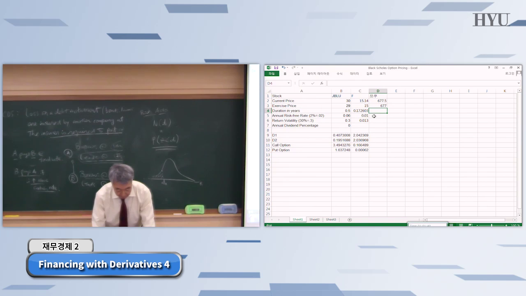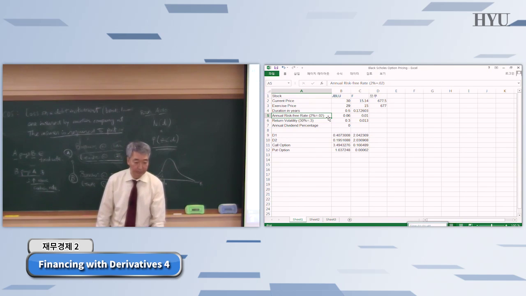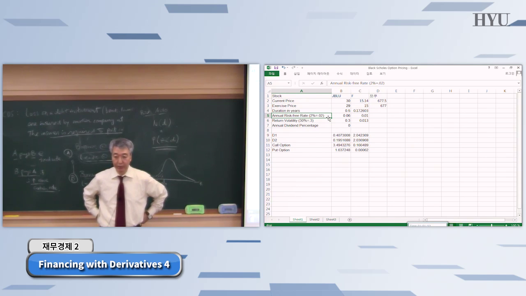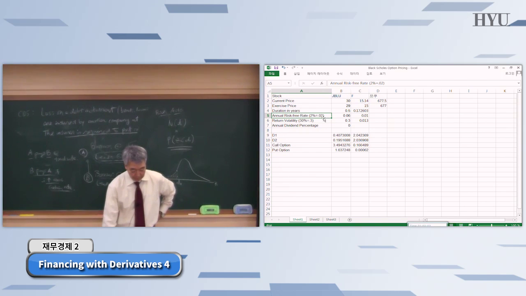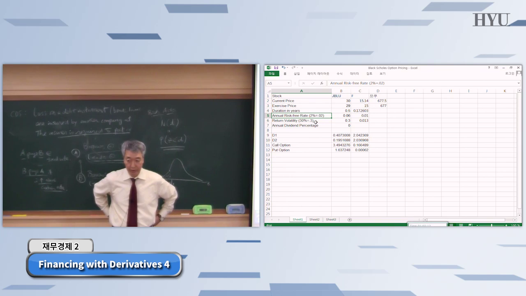Annual risk-free rate. You have to find this risk-free rate. You know how to find the risk-free rate, right? Since you will be dealing with American stocks, I think it makes sense to find the risk-free rate from the Treasury bill rate, the American Treasury bill rate. And then you can also find the volatility. You have to do some search, and find the stock volatility or standard deviation of your return from the internet.